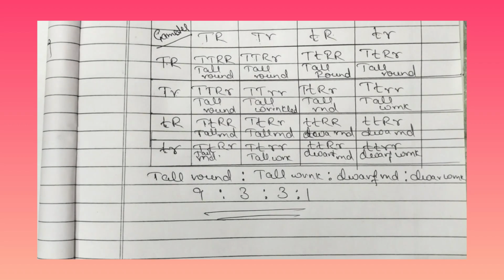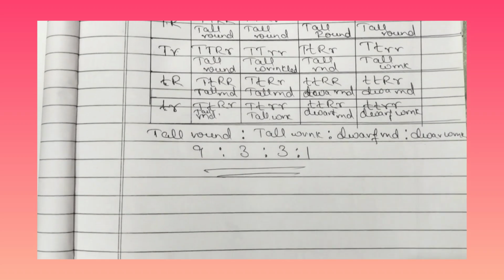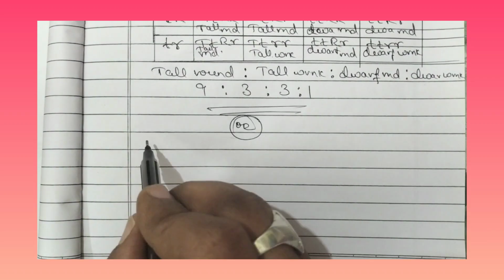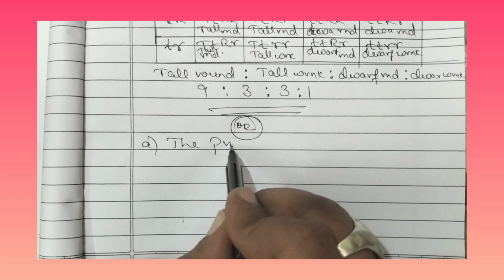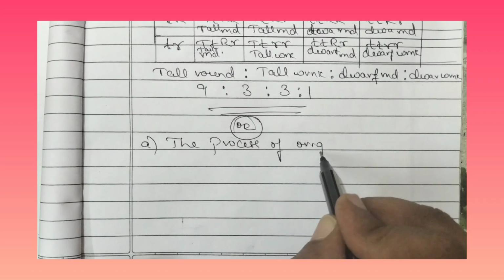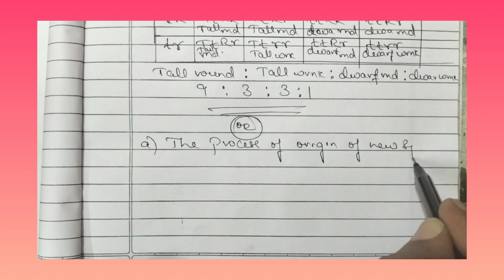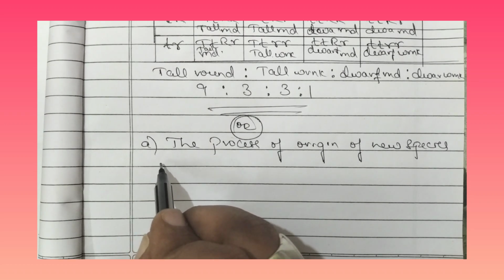So the phenotypic dihybrid cross ratio is 9:3:3:1. ಸೊ ಅದರೊಳಗೆ ಇನ್ನೊಂದು ಇಂಟರ್ನಲ್ ಚಾಯ್ಸ್ ಕ್ವಶನ್ ಇದೆ. ವಾಟ್ ಈಸ್ ಸ್ಪೀಸಿಯೇಷನ್? ದ ಪ್ರೋಸೆಸ್ ಆಫ್ ಆರಿಜಿನ್ ಆಫ್ ನ್ಯೂ ಸ್ಪೀಶೀಸ್. That is called speciation.